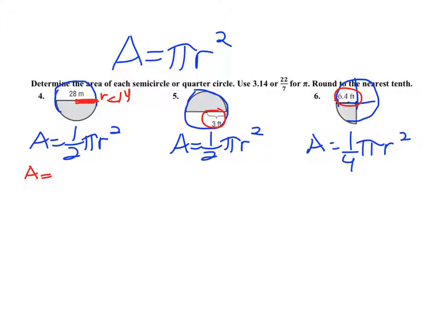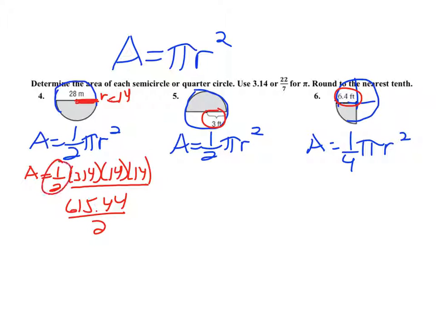A equals pi r squared, so that is 3.14. The r is 14 times 14. So when you multiply 3.14 times 14 times 14, you could put that in the calculator and you get 615.44, and you're going to need to divide that in half because you're taking half of that. So when you divide it by 2, you then get your final answer of 307.72, and that is square meters.